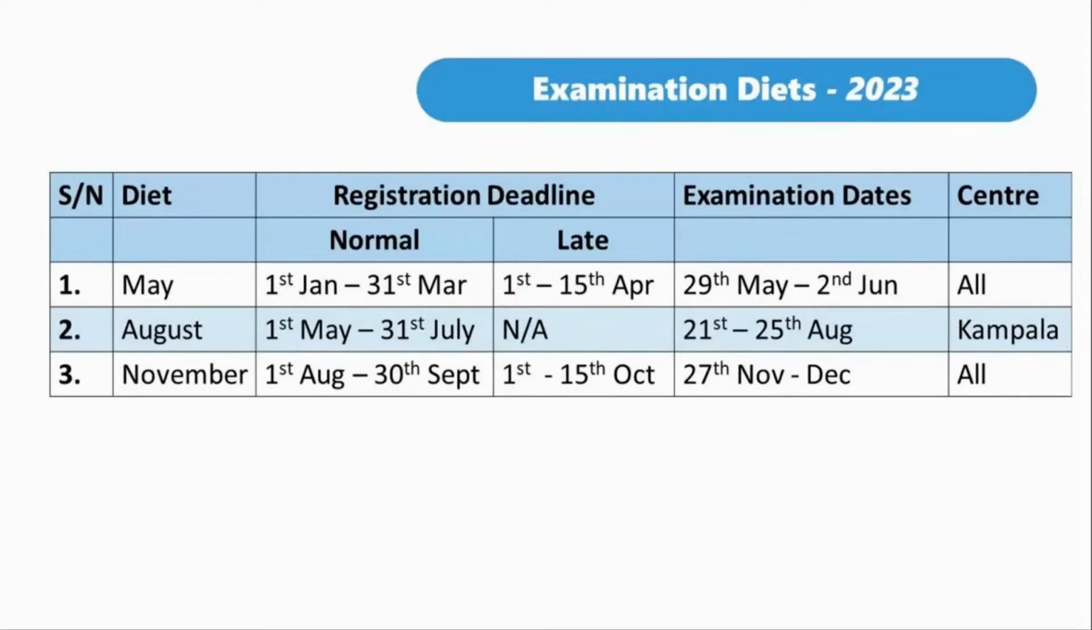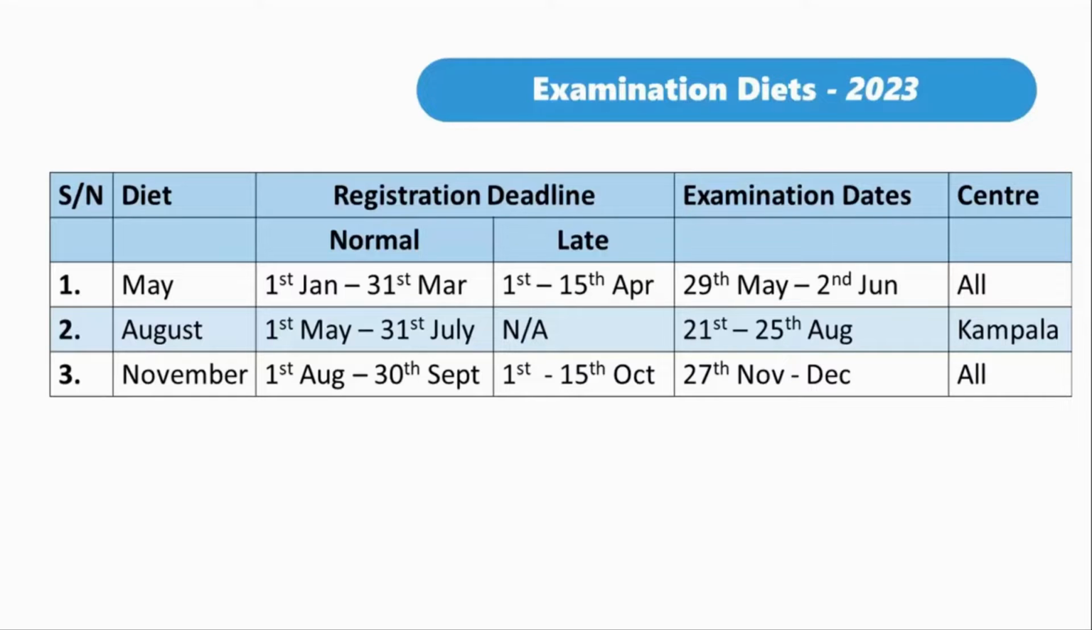On your screens, we have a table that is summarizing the examination diets. These are for the year 2023. So in 2023, we are going to have three major examination diets. We have the May examination diet, the August examination diet, and the November examination diet. If you can, take a screenshot of this, because this is very, very important. However, still you can access this on the CPA page on our website. You can still get to see the registration deadlines, the examination dates, and the centers.